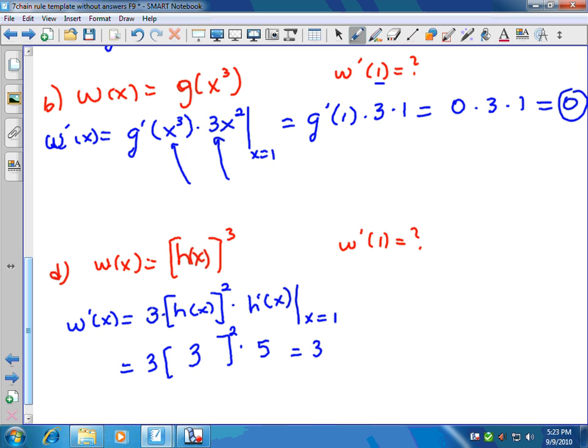So now we have 3 times 9 times 5. In other words, 3 times 45. And that, I believe, is 135. And that is our last example on the chain rule. Now go find as many examples as you can find and practice it, and you'll do fine.